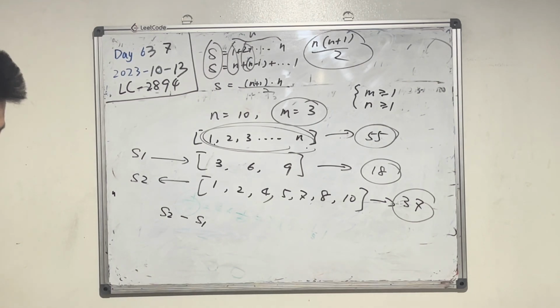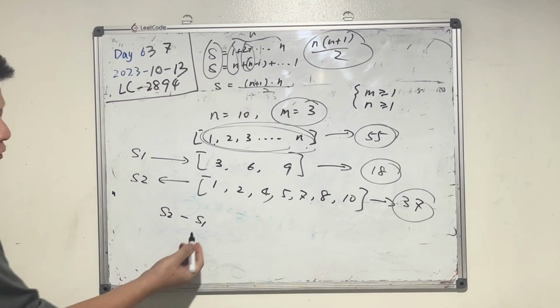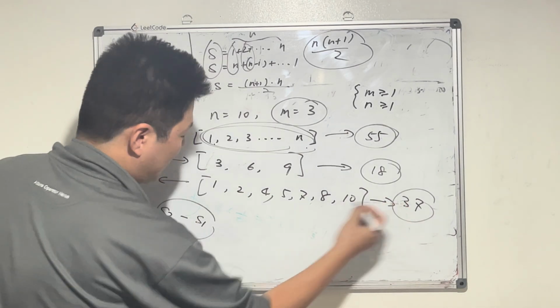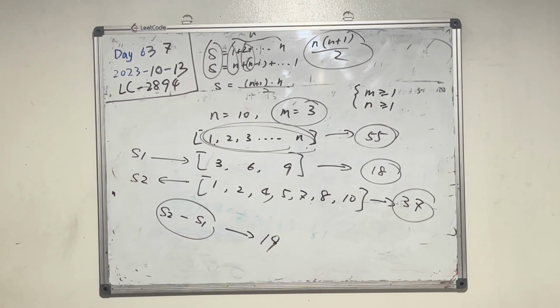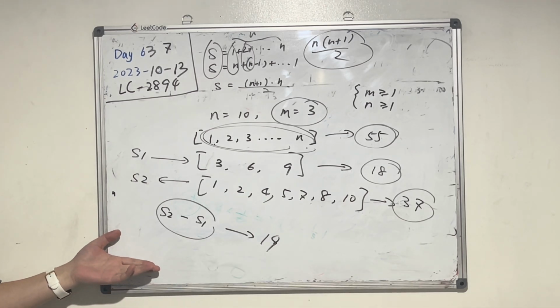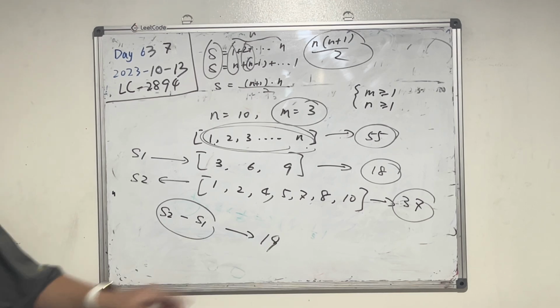So how can we do it? We just want to find out S2 minus S1. How do we do it? The S2 minus S1 in this case is 19. Return the answer: return S2 minus S1, which is 19.